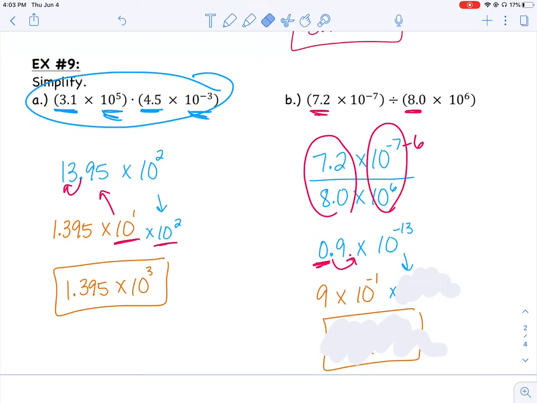So I have 9 times 10 to the negative 1. I still, though, have the 10 to the negative 13th from my previous answer. And so really, how many base 10s do I have? Well, I have 9 times 10 to the negative 14. I have one non-zero number in front of my decimal, and so my final answer is now in scientific notation.